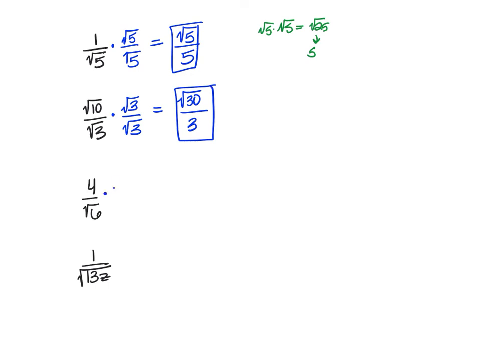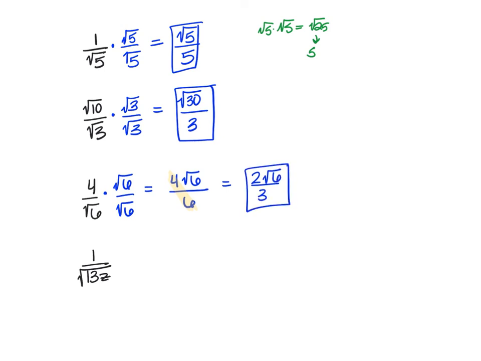On the next one, you're going to multiply the numerator and the denominator by root 6. This will give you 4 root 6 over 6. The root 6 will not simplify, so we just want to check to see if we can simplify these whole numbers, which are both divisible by 2. That would give me 2/3, and then the root 6 would be unchanged.